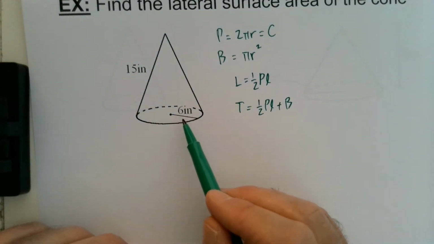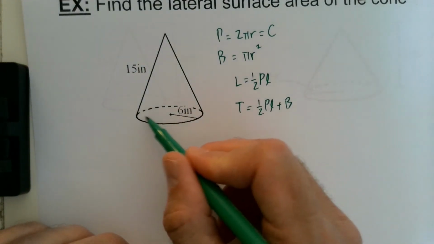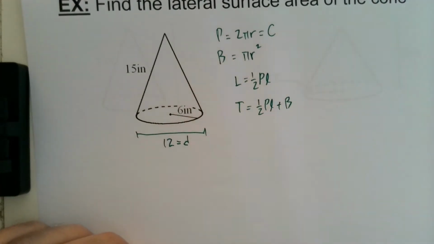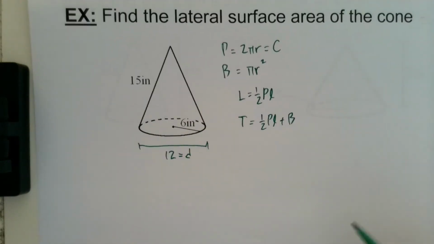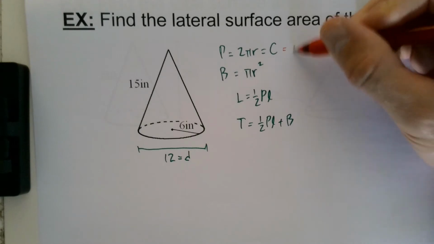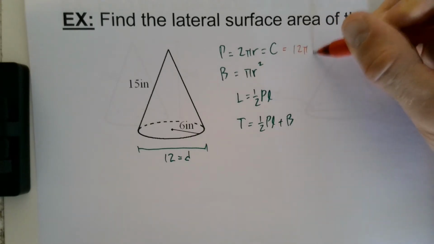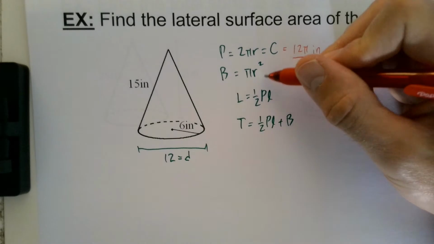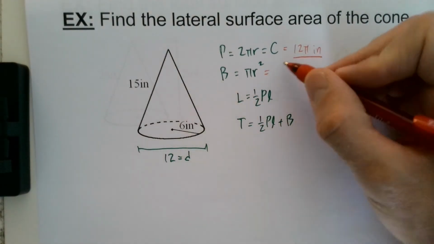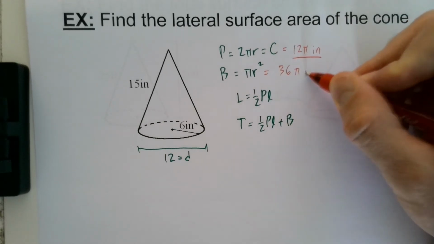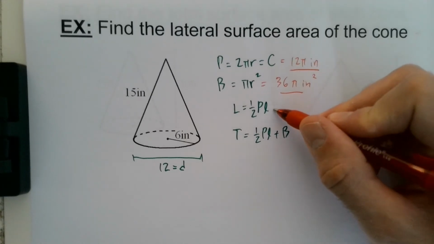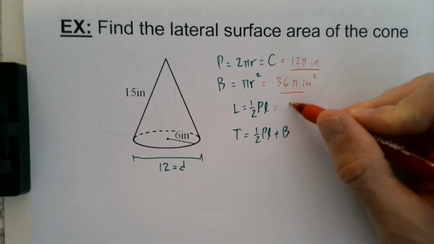Here we've got a cone with a radius of 6. That tells us that the diameter has got to be 12. And so whenever we're calculating the perimeter on this one, that's just going to be 12 pi inches. The area is going to be, radius is 6, so 36 pi square inches. And so now we can just basically plug into each of those formulas.